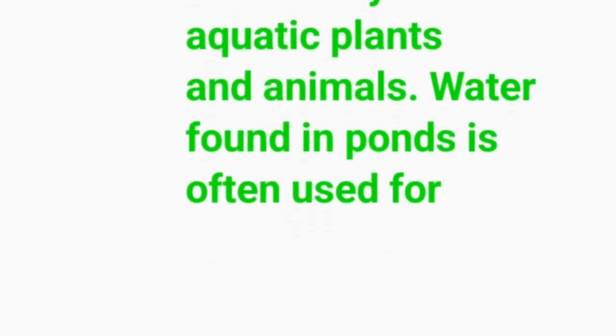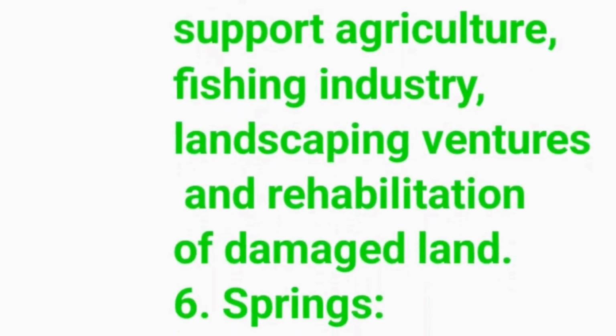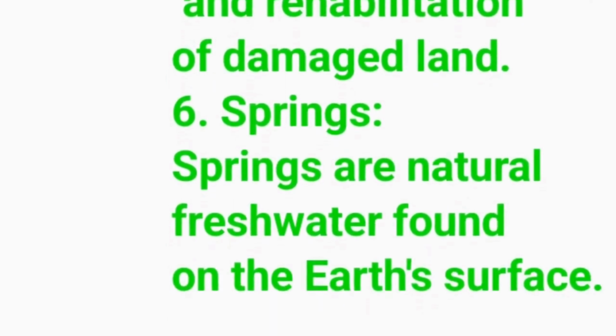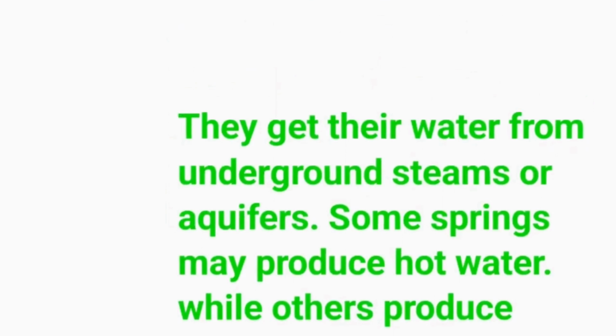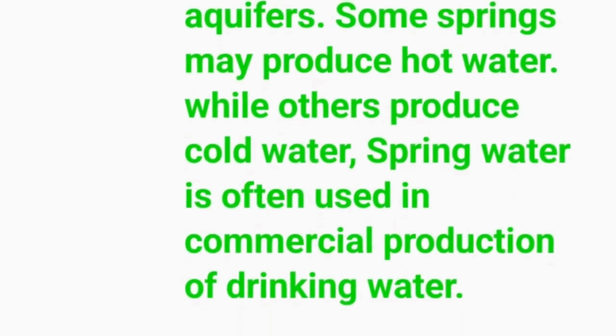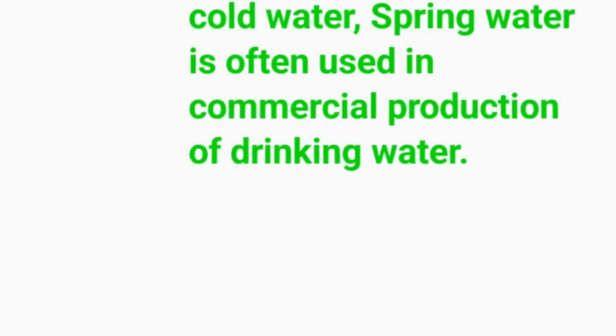Water found in ponds is often used to support agriculture, fishing industry, landscaping ventures, and rehabilitation of damaged land. 6. Springs. Springs are natural fresh water found on the Earth's surface. They get their water from underground streams or aquifers. Some springs may produce hot water, while others produce cold water. Spring water is often used in commercial production of drinking water. Additionally, hot springs are popular tourist attractions, medical therapy, and recreational centers.